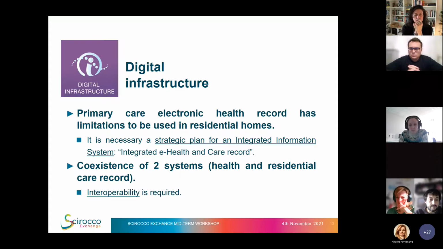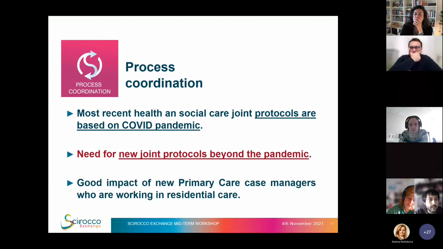In digital infrastructure, the most important thing is the coexistence of two systems, the health record and the residential care record, so it's necessary to build interoperability between these two systems. In process coordination, the most important was the need for new joint protocols beyond the pandemic, because most of the recent health and social care joint protocols are based on the COVID pandemic, but they expected to bring it beyond the pandemic.